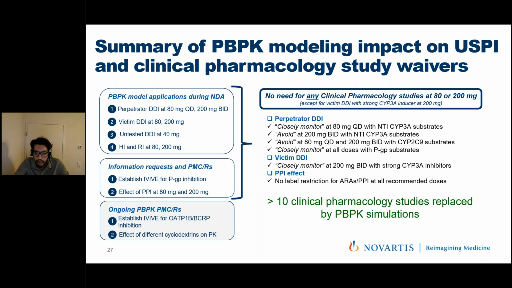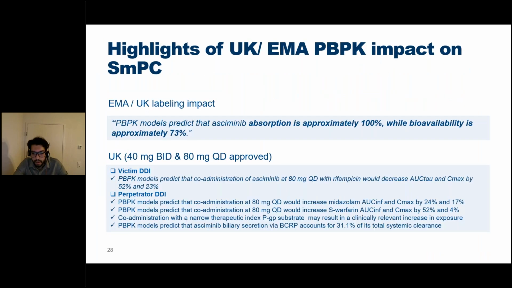The last slide shows simply the impact on the EMA and the UK labeling language. This is what I mentioned before, that EMA states that PBPK models predict that asciminib absorption is approximately 100%, while bioavailability is about 73%. And for the UK, that was approval of 40 milligram and 80 milligram QD, and there is some additional labeling language for the DDI at 80 milligram QD for both victim and perpetrator.